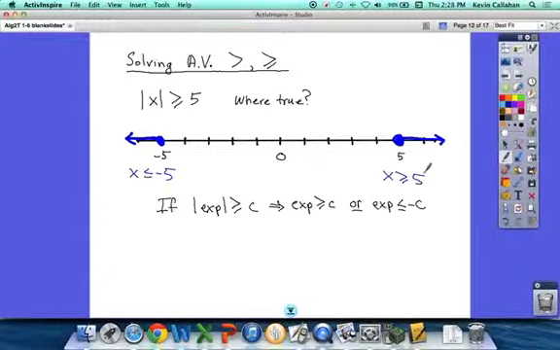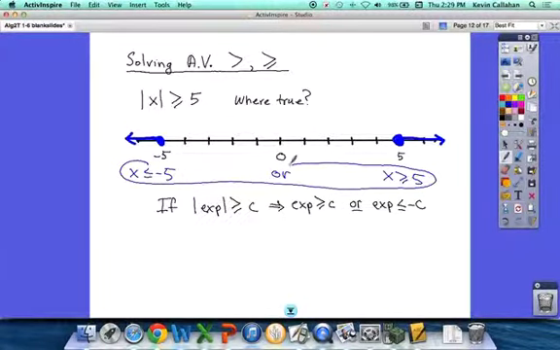Right? And then this is a compound statement. We got 2 different inequalities, and it's tied together with an or. So the solution is both of those with the word or in the middle. It's either here or it's there. All these points, yeah.